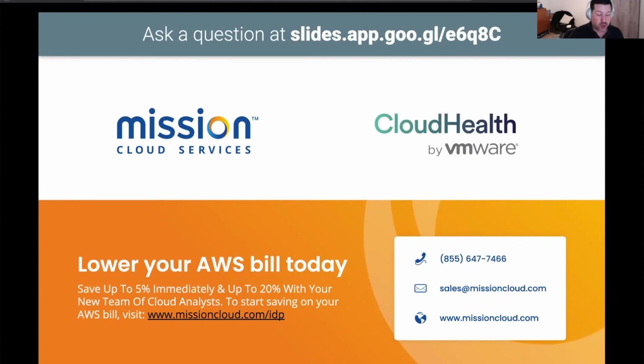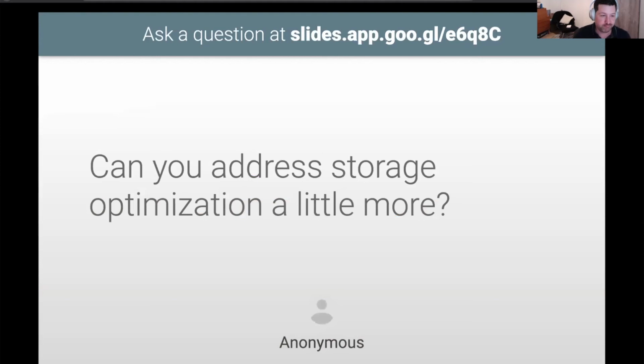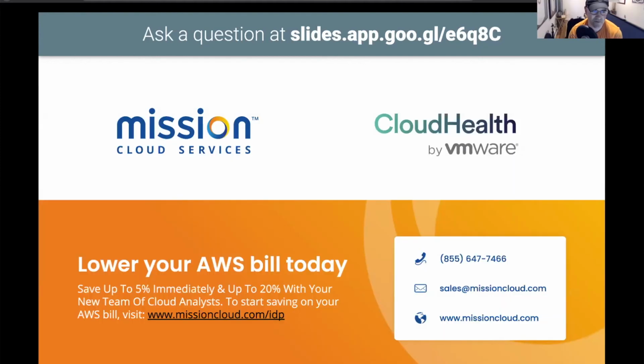Can we address storage optimization? Sure. So storage optimization is kind of a broad subject, right? There's a slew of different storage types right now. There's S3, there's EBS, there's EFS, you name it, there's a different service for storage.